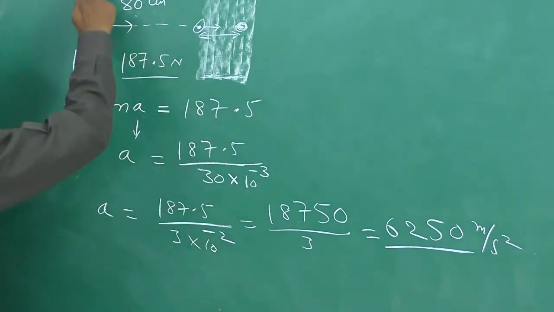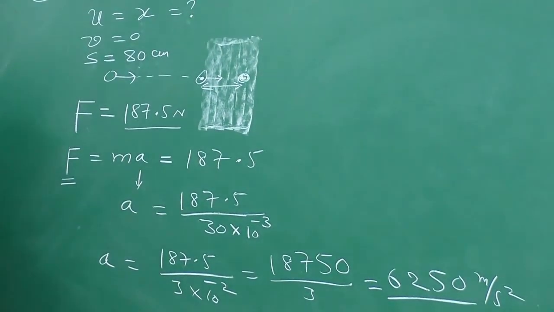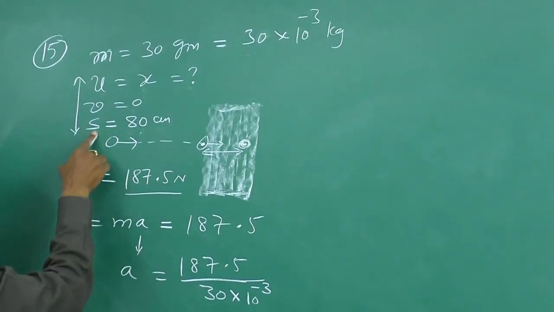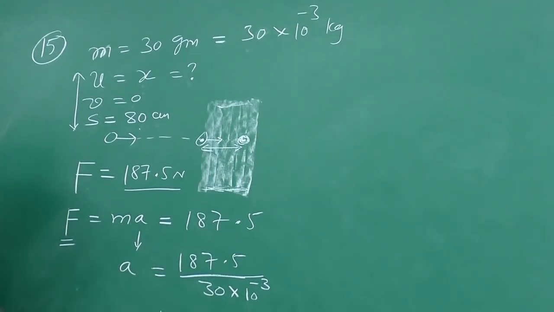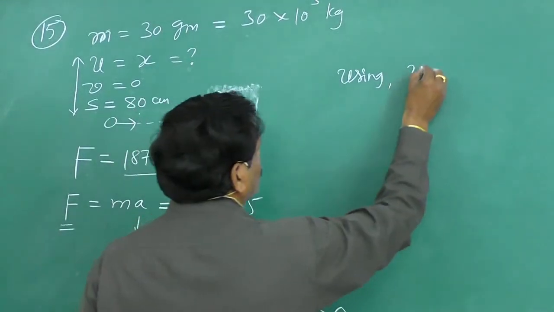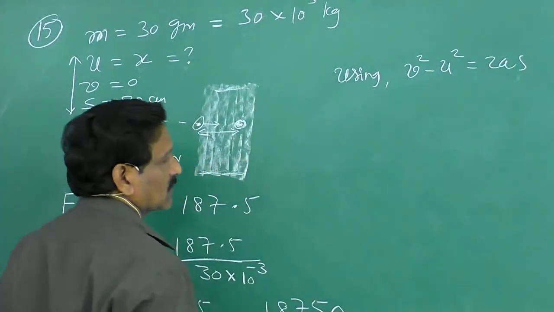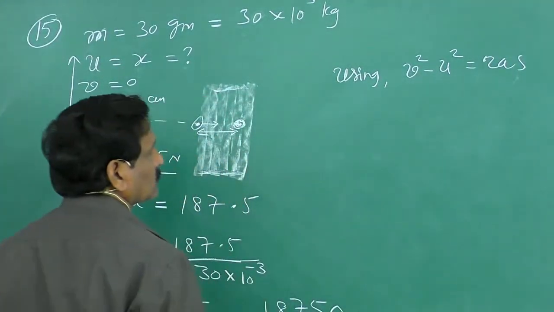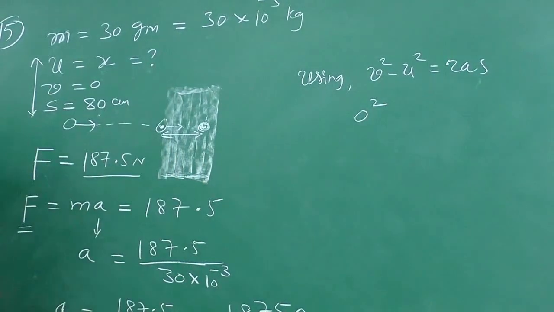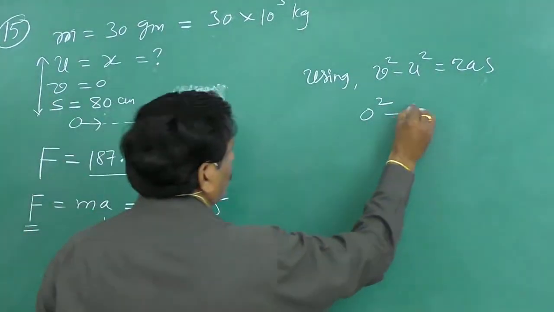Now we have to calculate the initial velocity of the bullet. So we have to use the formula which involves initial velocity, final velocity, distance and acceleration. Which formula can we use? V square minus U square equals 2AS. This is the formula to be used. So here V is 0 because finally it is going to be stopped. So 0 minus U, which is x square.